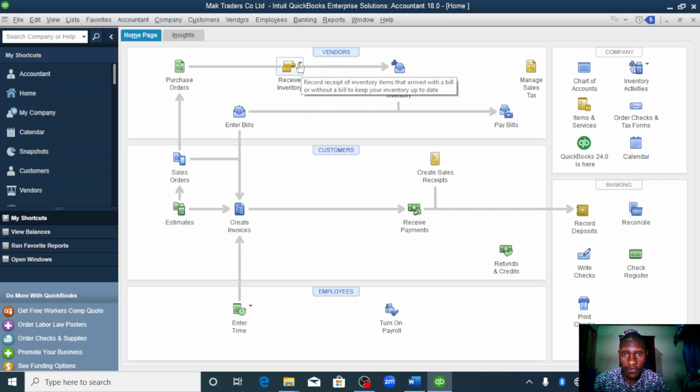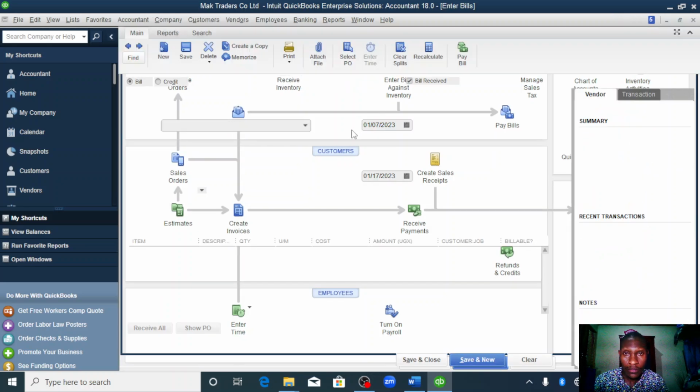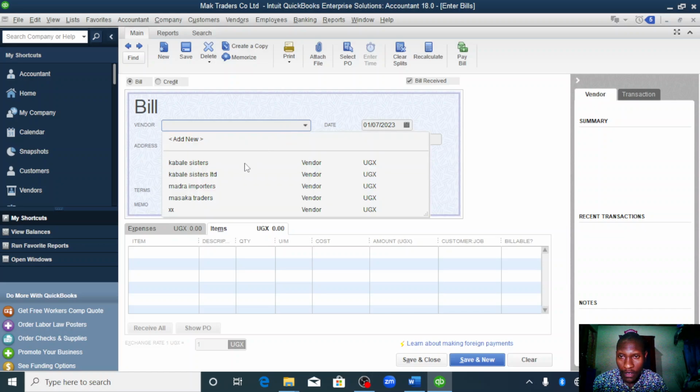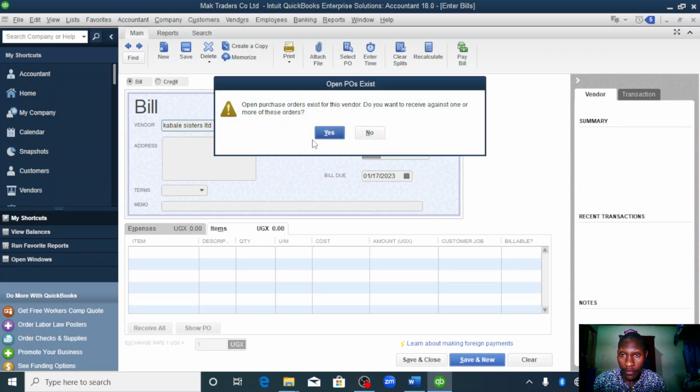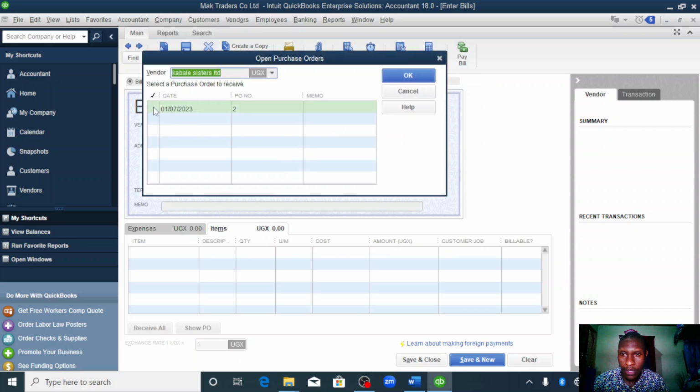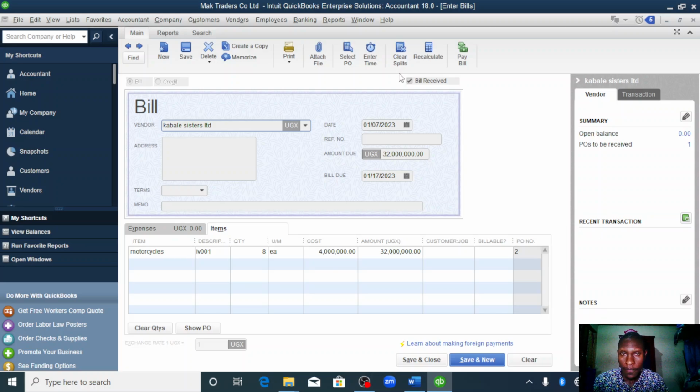So we receive inventory with bill. So our vendor is Cavalry Sisters Limited. We click there. We click OK. Then we save and close.